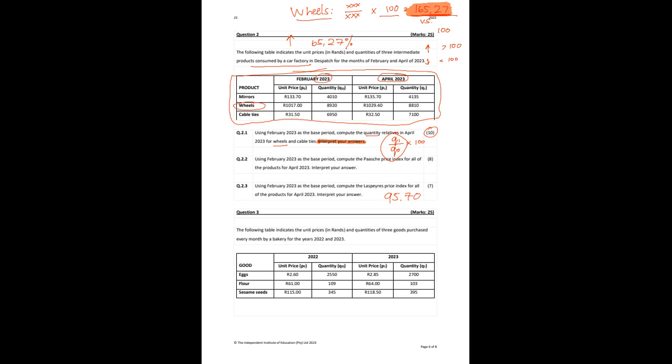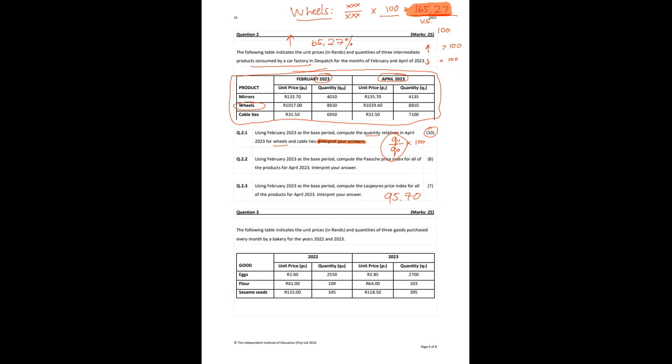So always 2 decimal places. So here, as I said, compare to 100 when you are interpreting. Work out the difference between the figure and 100. If it's greater than 100, it's an increase. If it's less than 100, it's a decrease. And then in your interpretation, you will state that between this period and this period, there was a so many percent increase or a so many percent decrease.